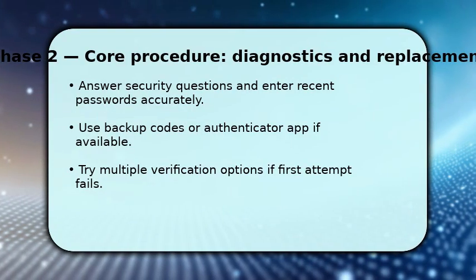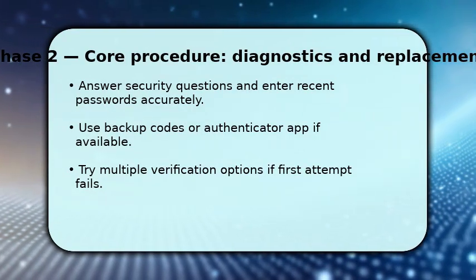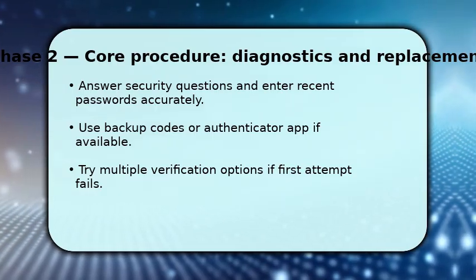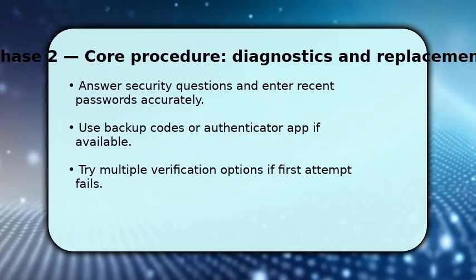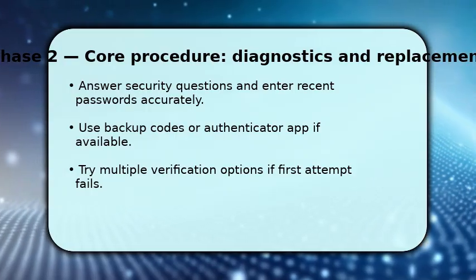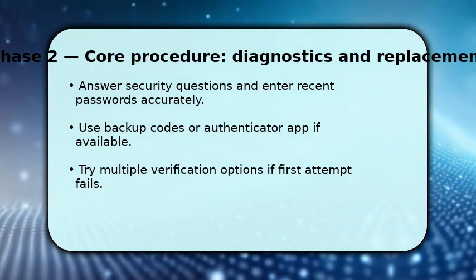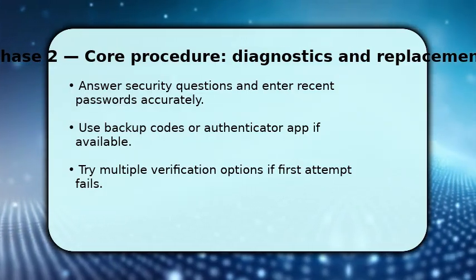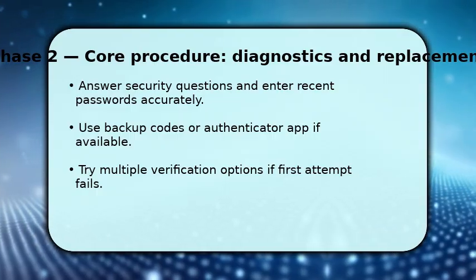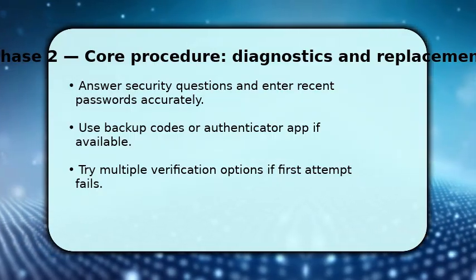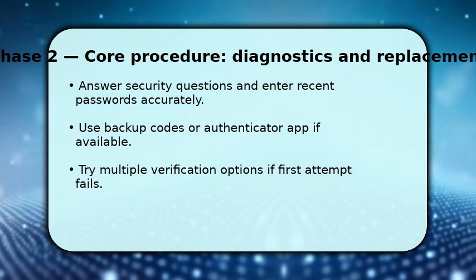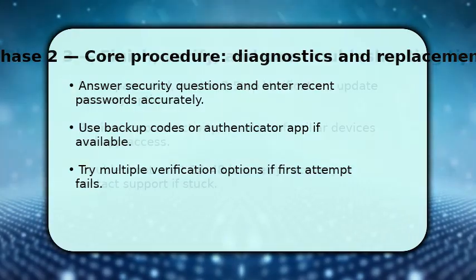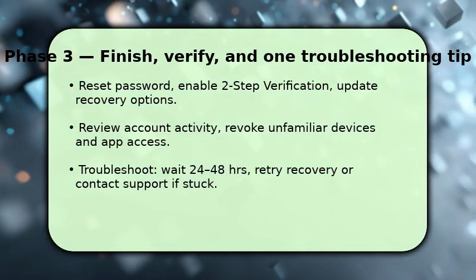Next, you'll go through the detailed verification flow. This is the middle where accuracy matters. Carefully enter the most recent password you recall, then respond to security questions and select any available backup codes or the Authenticator app. If prompted, approve sign-in on a trusted device or provide a photo of ID when required, only if explicitly asked. Once you complete each step, wait for confirmation messages and make sure to try a different verification method if one option times out or is unavailable.